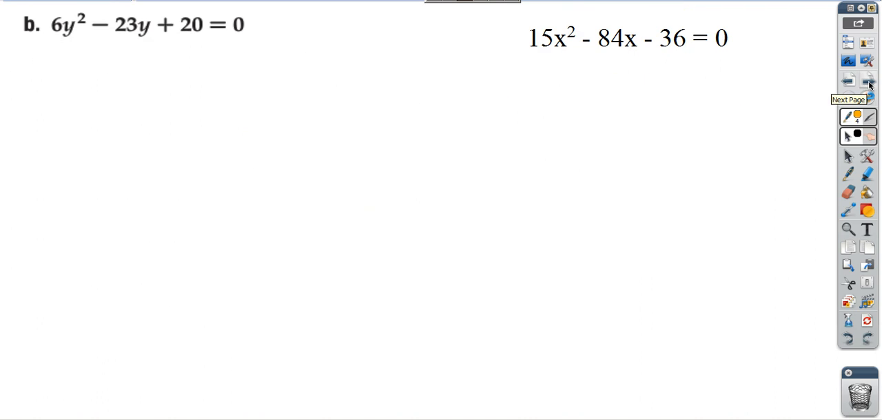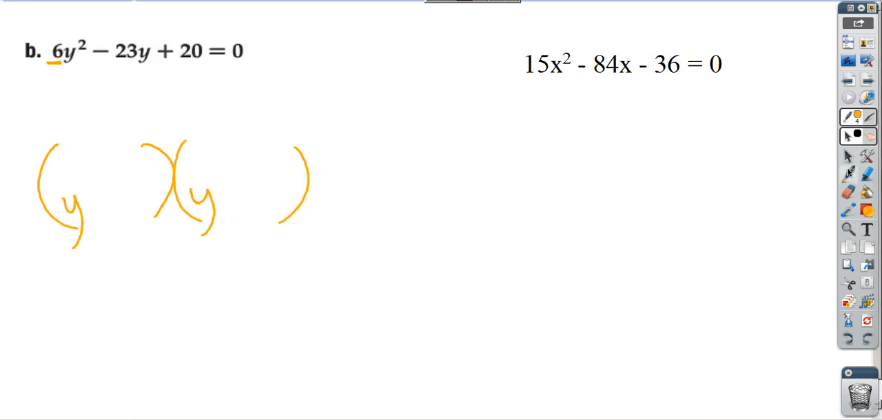Alright. Next one, how do you solve this? So notice that the original coefficient right here, this is not 1. So we can't do y times y, because if you put a y right here and right here, it's not going to multiply back to 6y squared. So there's a couple ways to do this. I'm going to show you what I think is the easiest. It's called the swing method. The swing method means that you take this 6 and you swing it, or multiply it over here.